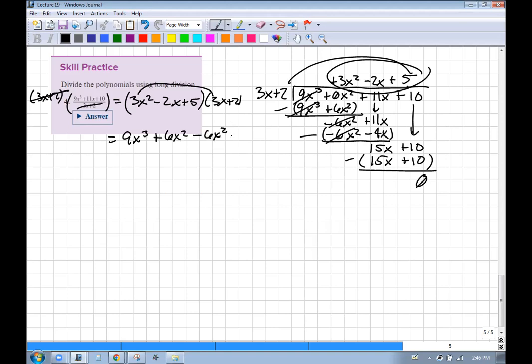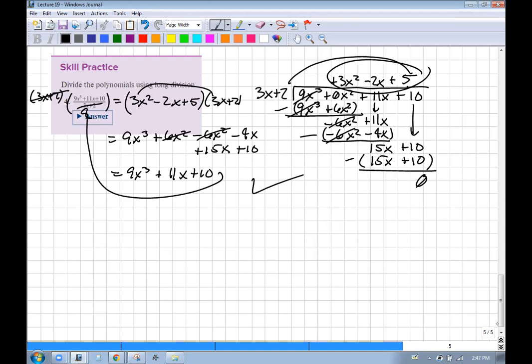Negative 2x times 2. Now 5 times 3x is 15x, and then 5 times 2 is 10. We've got these x cubes, those cancel. 15 minus 4 is 11. And this is the same as that, so we know we did it right.